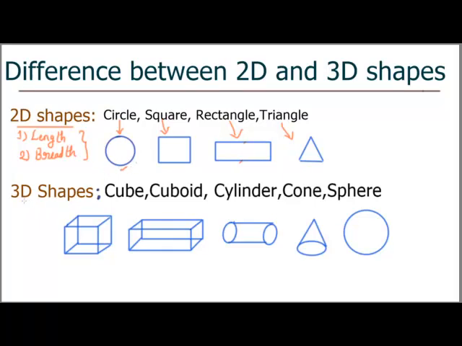Now 3D shapes. 3D shapes have three dimensions. The first one is length, second one is breadth, third one is height. So 3D shapes have three dimensions: length, breadth and height. Examples for 3D shapes: cube, cuboid, cylinder, cone and sphere. Now this is the basic difference between 2D and 3D shapes.